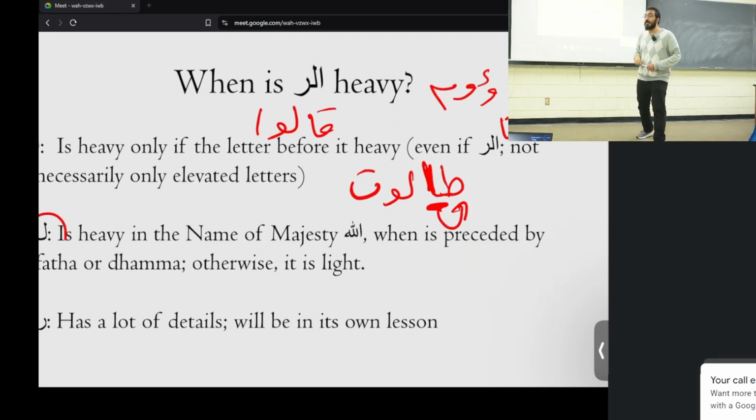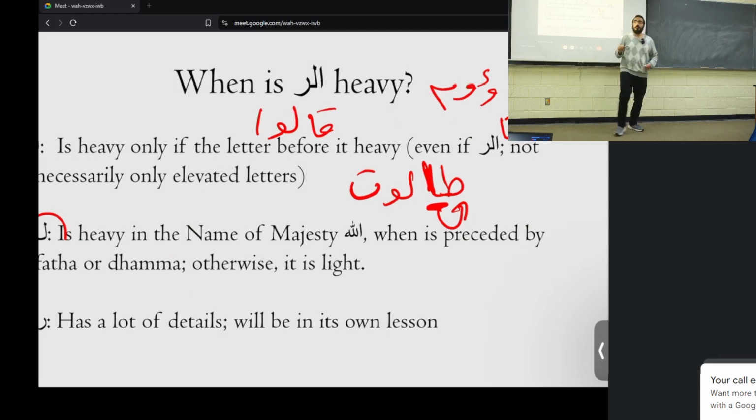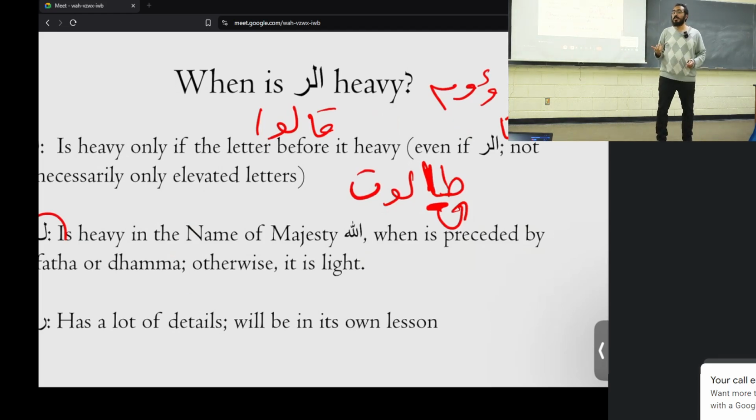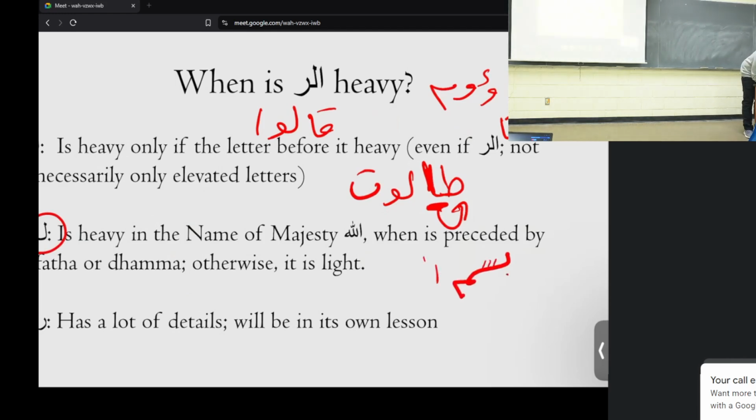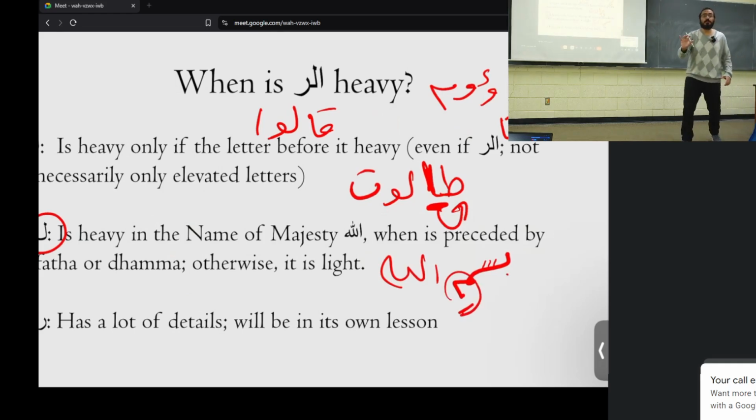But it's only heavy in the lafz al-jalala, Allah, when it's preceded by fatha or dhamma. If it's kasra, you say Bismillahi. You don't say Bismillahi, you say Bismillahi. So if before it is kasra, the lam is light. It stays as normal. But if before it is fatha or dhamma, it's heavy. Allah, Allah.